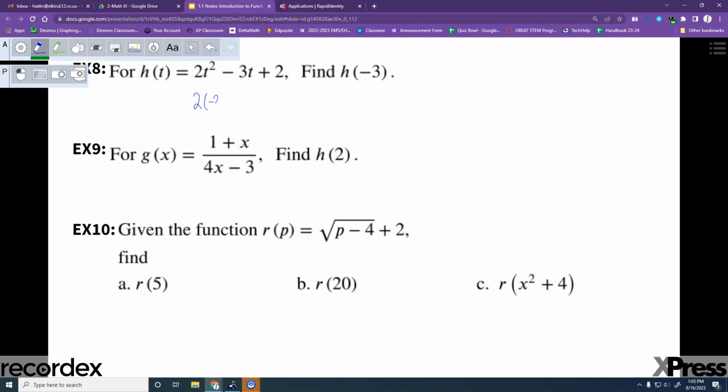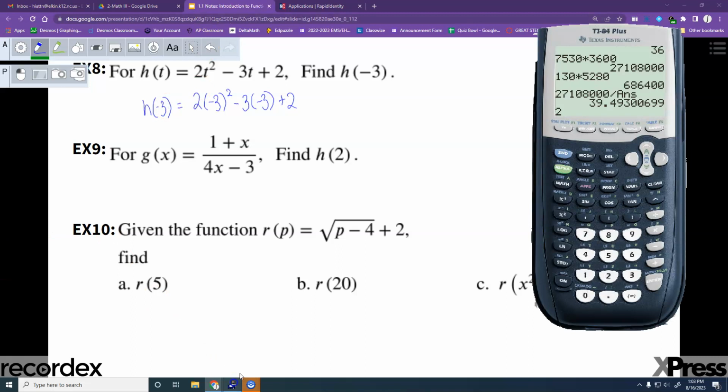2 times -3 squared minus 3 times -3 plus 2. You want to put parentheses around that negative 3 whenever you plug it in. And it can be done in the calculator, and like I said, even though it kills me, because I want you to be able to do this without a calculator, I'll let you use the calculator on everything, and it does a pretty good job on this one. I will warn you, the next one it's not going to do quite as easily unless you type it in correctly. So we're getting 29 here.